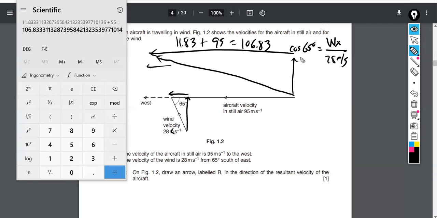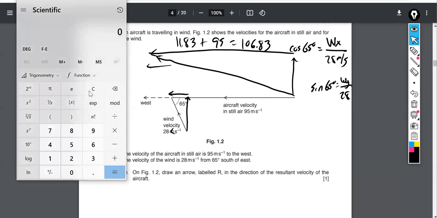So this up component over here is opposite the 65-degree angle. So the sine of 65 equals the wind in the y over 28, right? Same hypotenuse, so the sine function. The sine of 65 times 28, and we get 25.4 thereabouts. So that's the up component.